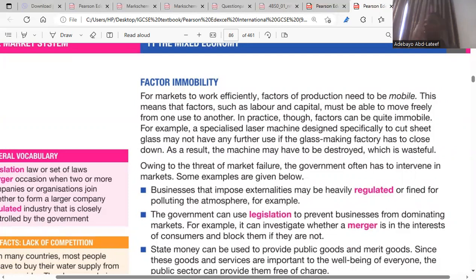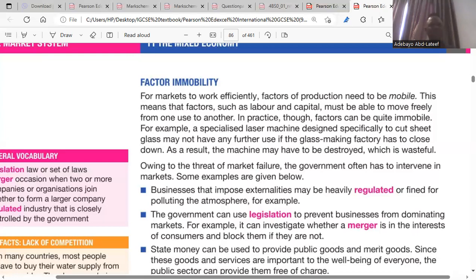So if labor and capital, which are part of the factors of production, are unable to be used in different forms, then there's a market failure. If as an individual, you cannot be flexible, then there's a market failure. For firms, if you cannot use equipment for different functions, then there's a market failure. That is the point there.